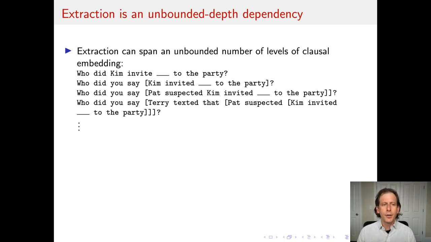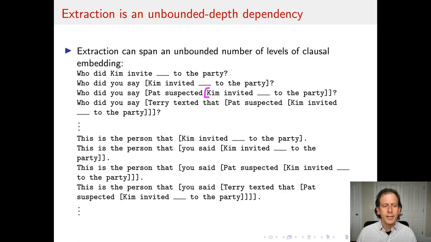Who did Kim invite to the party? Perfectly fine. I can add you say, and now Kim invite is a new level of clausal embedding. Who did you say Kim invited to the party? I can do this again. Who did you say Pat suspected Kim invited to the party? Should be a bracket here. Who did you say Terry texted that Pat suspected Kim invited to the party? Also okay. We can continue with this.